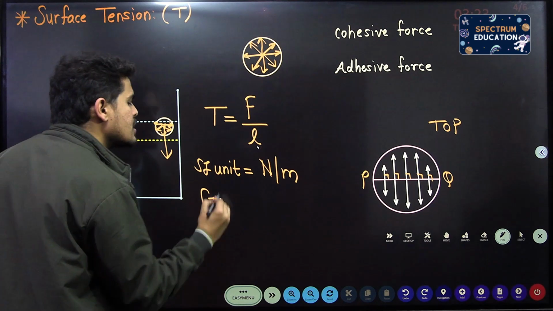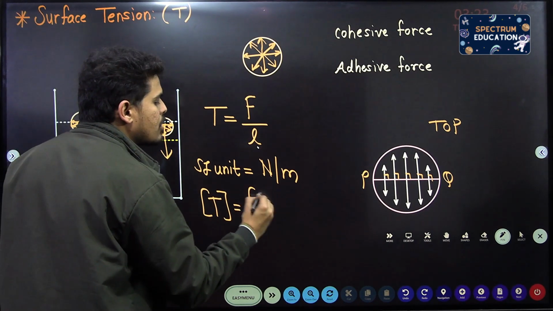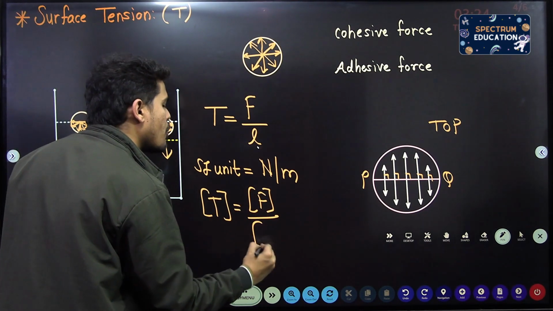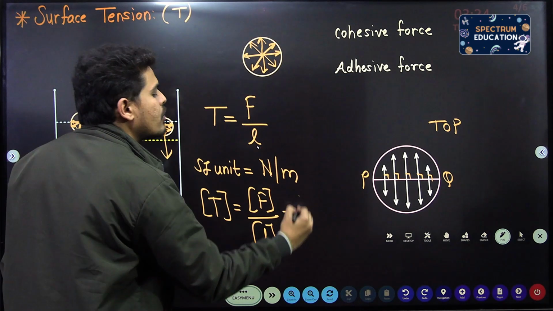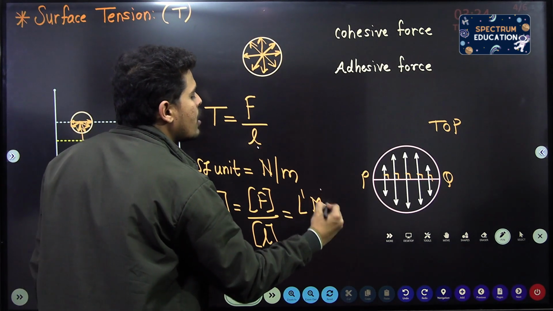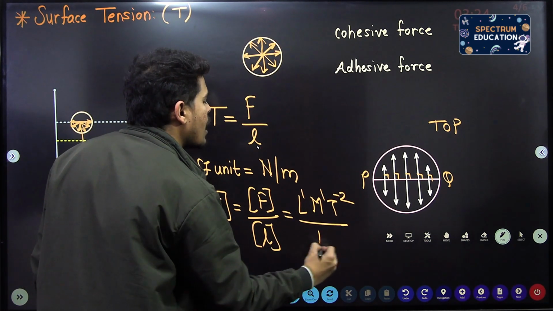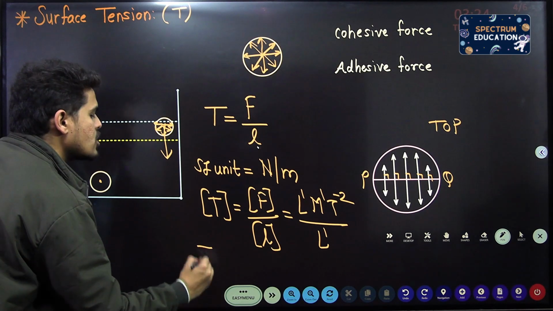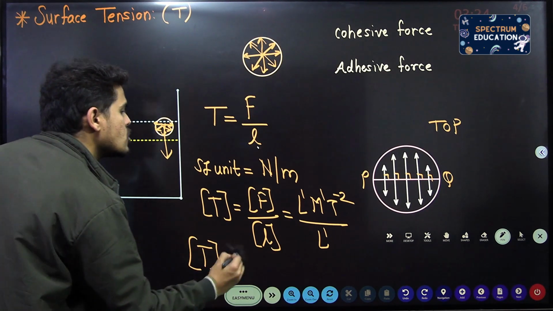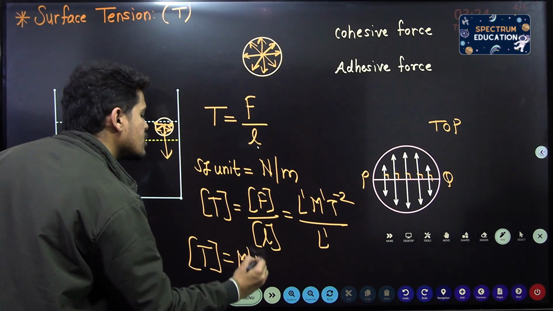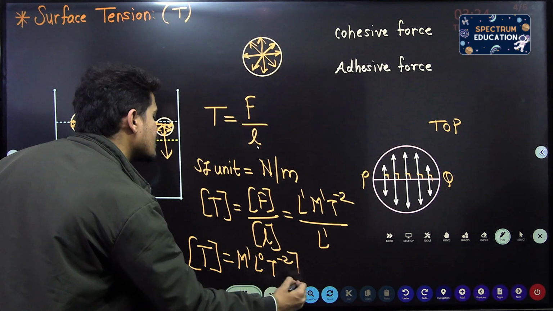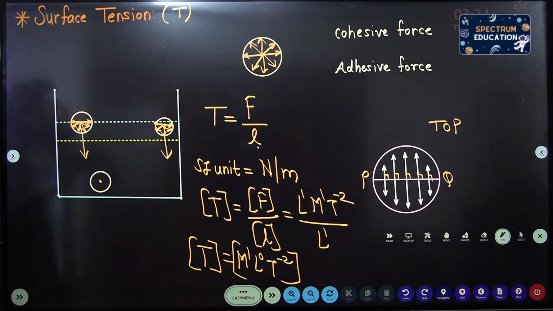So surface tension का dimension, that means force वाला dimension upon length वाला dimension, and force वाला dimension M1 L1 T minus 2 होता है और length का dimension L1 होता है। So surface tension वाला dimension क्या आ जाता है, so M1 L0 T minus 2, these are the dimensions of surface tension. So surface tension is basically force per unit length.